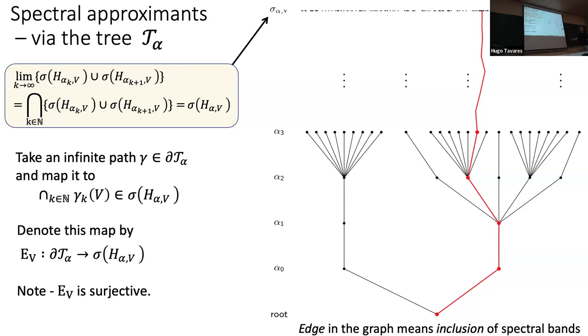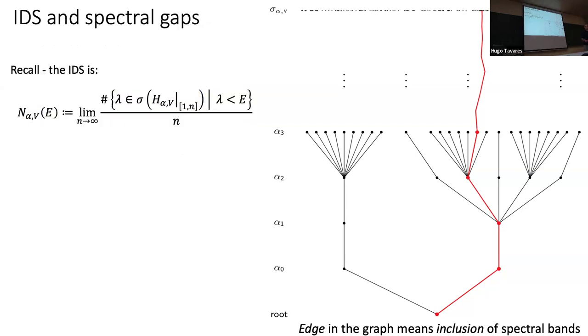Right, so this EV is surjective, maybe injective. Now we want to connect it to the integrated density of states. Recall, this is the definition of the integrated density of states. So how many eigenvalues do we have to the left of some energy for the finite matrices?